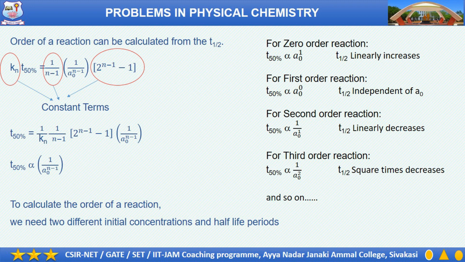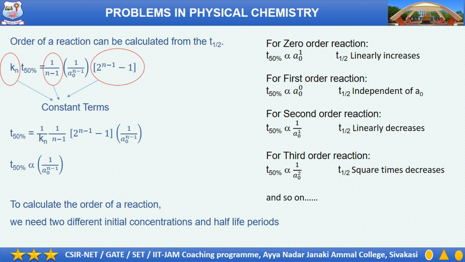If you take T 50%, for a given order, n minus 1 is a constant. For a given order, this becomes a constant by A naught into n minus 1. The initial concentration would be a varying quantity. And 2 power n minus 1 for a given order is also a constant quantity, and minus 1 is a constant. Therefore, the variable is divided by Kn. Kn is also constant for a given reaction. Therefore, removing the constants, we can write T 50% is inversely proportional to 1 by A naught into n minus 1. This is a simplified equation.